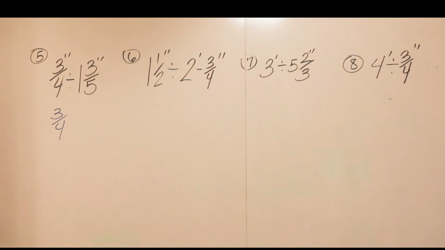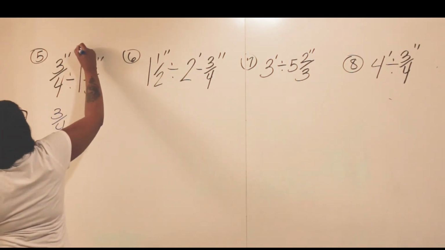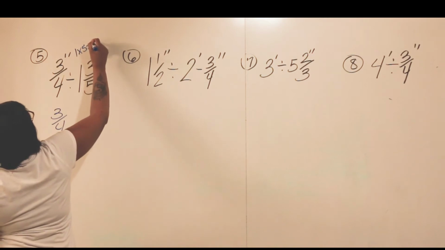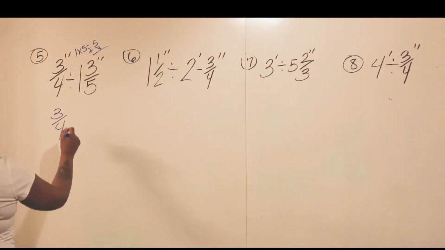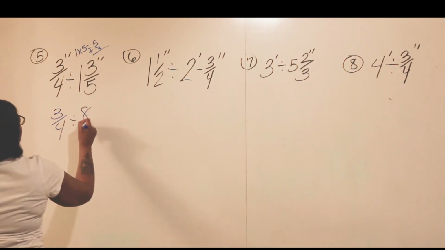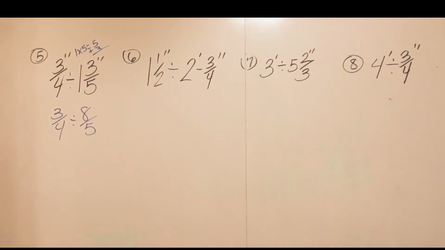All right, so now we have a mixed number. What do we do with mixed numbers? We turn them into improper fractions. So 1 times 5 is 5 plus 3 is 8. So now we got 8 over 5. You said no inch marks, correct.